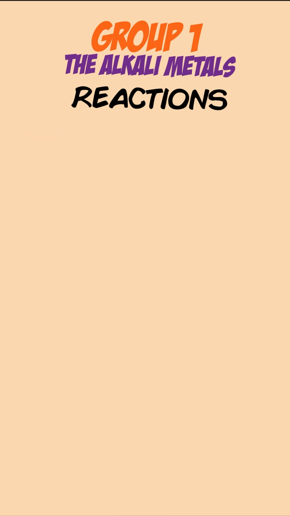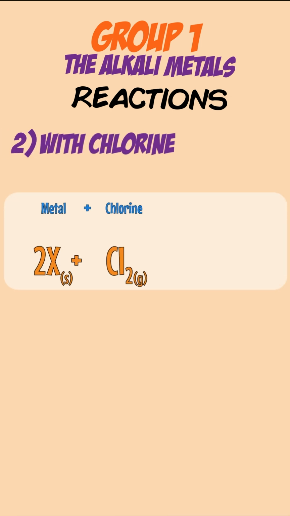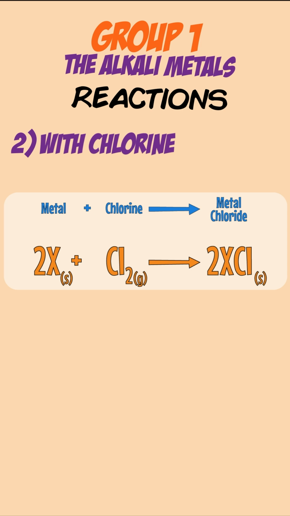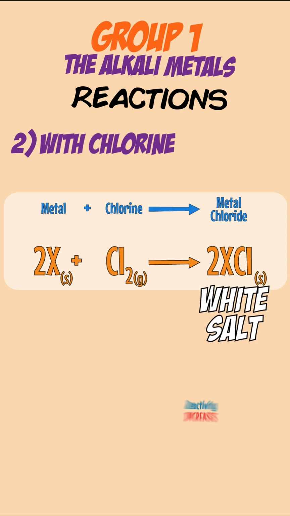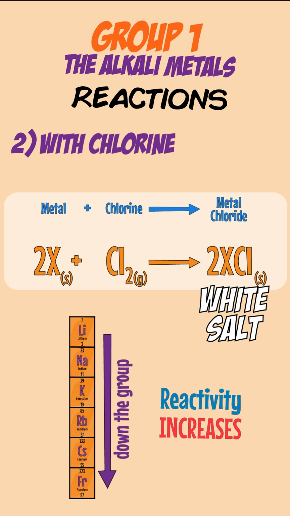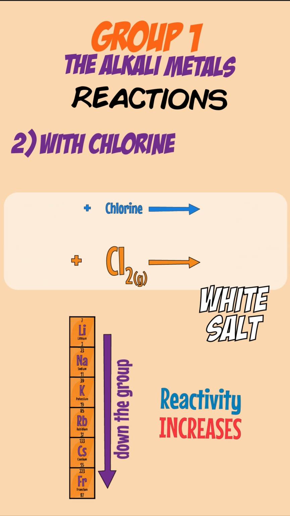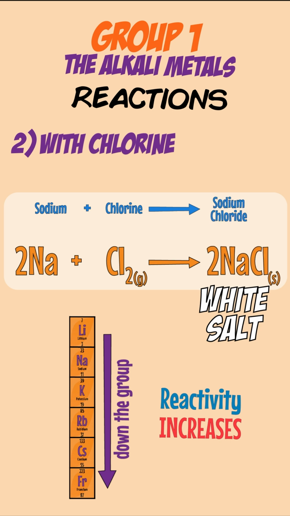The second reaction you need to know about is with chlorine. Here a metal chloride is formed, which are white salts. Just like with water, these reactions get more vigorous the further down the group you go. As an example, if we looked at sodium reacted with chlorine, we would form the salt sodium chloride.